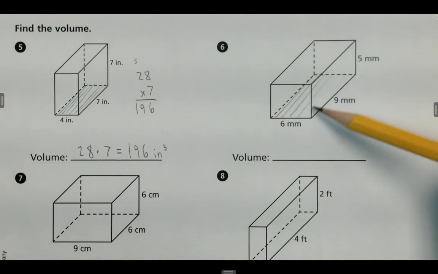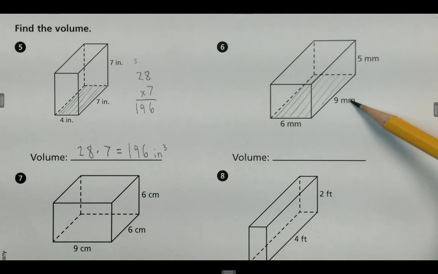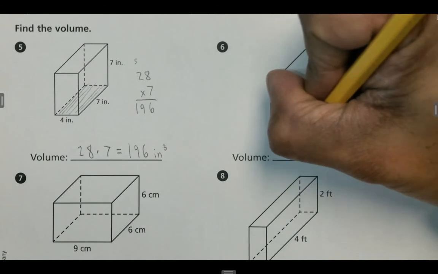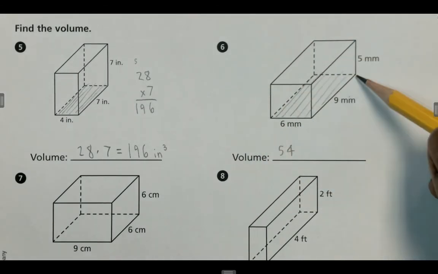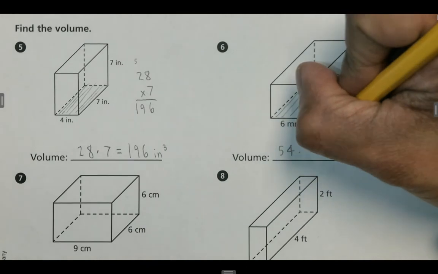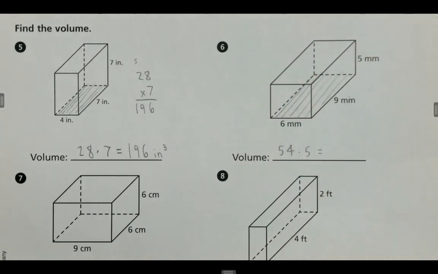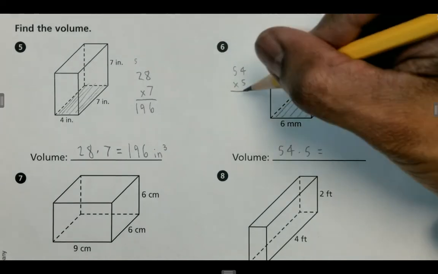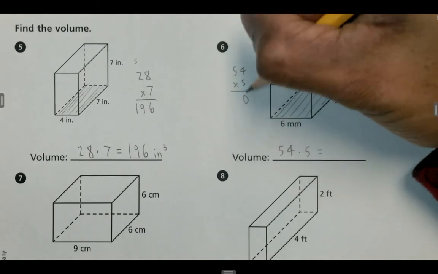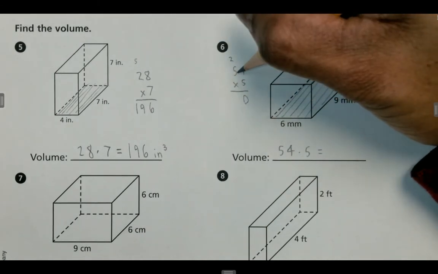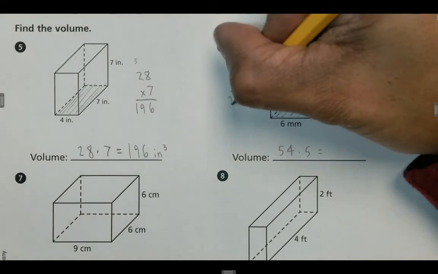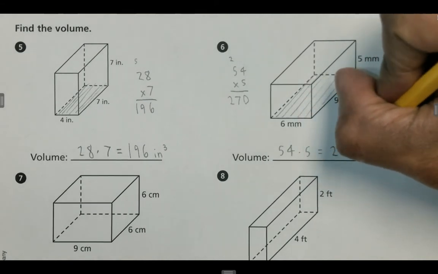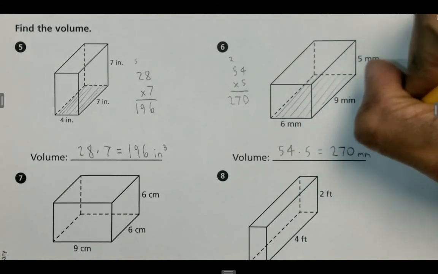Number 6, let's calculate the area of the base face. Length is 6. The width is 9. 6 times 9 is 54. Multiplied by the height. Let's work that out as a side calculation. 54 multiplied by 5. 5 times 4 is 20. 0 comes down, 2 gets carried. 5 times 5 is 25, plus the 2, 27. And remember our units of measure will be cubic millimeters.